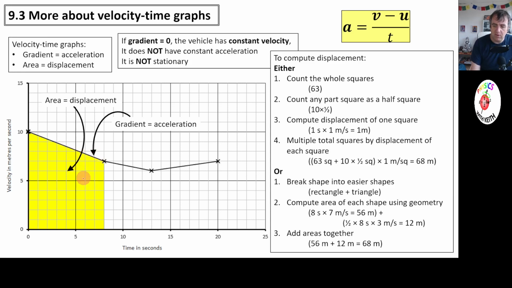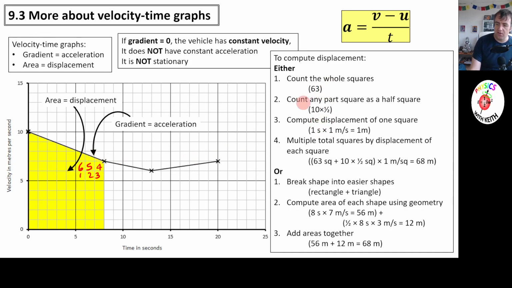Let's just take this little bit here. We count the whole squares. 1, 2, 3, 4, 5, 6. That's all the whole squares in this little bit here. Then you count the part squares, and any part square counts as a half square. So that is 1, 2, 3, 4. That's 4 part squares. I'd say a half and 1 and 1.5 and 2. So that is 2 in half squares, or I'd put 4 times a half to get 2.